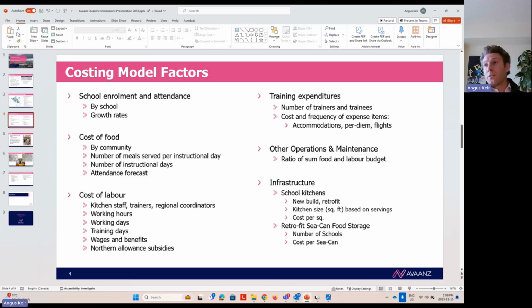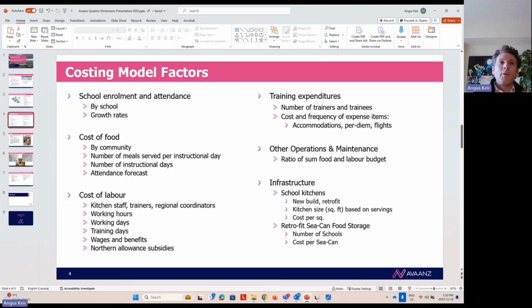So looking at the cost of food, we got this data from the food centers and the Revised Northern Food Basket. Then we looked at, okay, if we're going to have this enrollment projection and this improved attendance rate, how many meals are we serving a day? How many instructional days are there per year? And we can determine, okay, this is what it's going to cost for food itself.